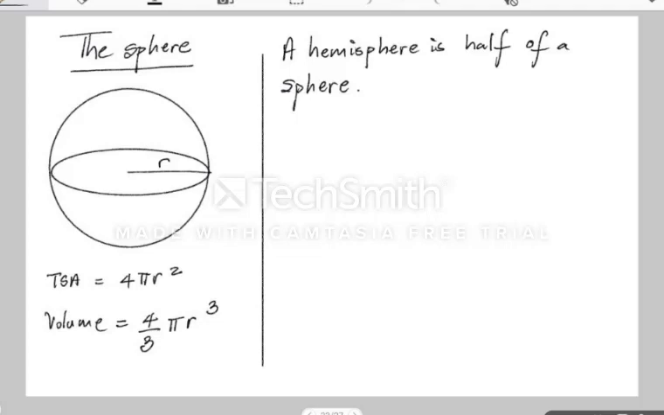Now, a hemisphere is a half of a sphere. So a half of a sphere is called a hemisphere. All right, so largely that's it for this topic.